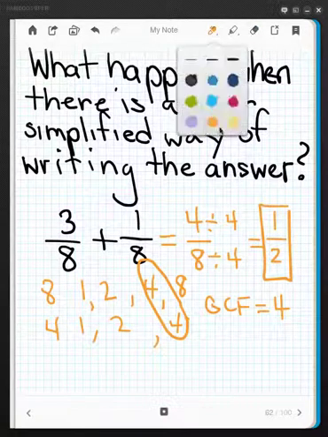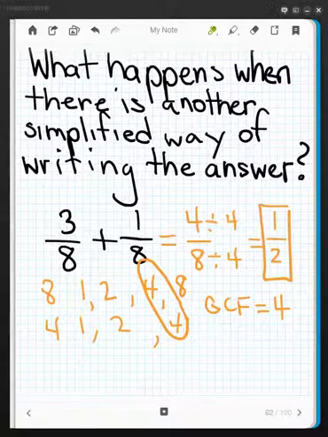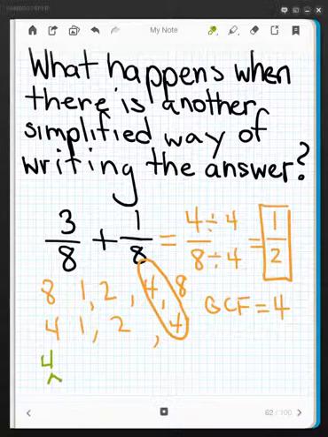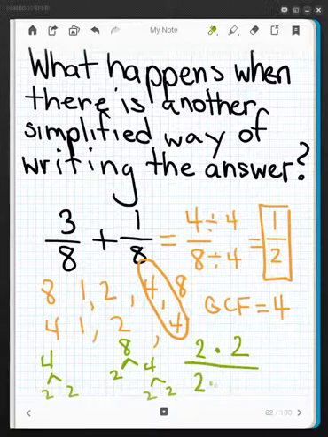Now, the prime factorization method of doing that says I'm going to find the prime factors of 4. That's 2 times 2. And then the prime factors of 8, that is 2 times 4, but 4 is 2 times 2. So for 4/8, we would rewrite 4 as 2 times 2 over 2 times 2 times 2. That's 4 in the numerator and 8 in the denominator.